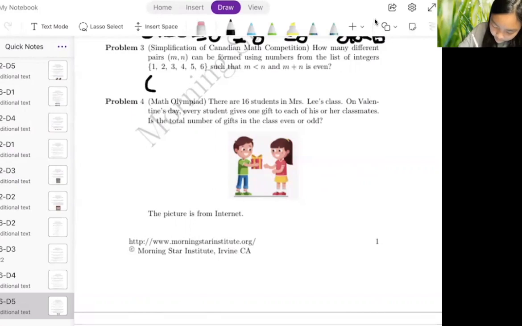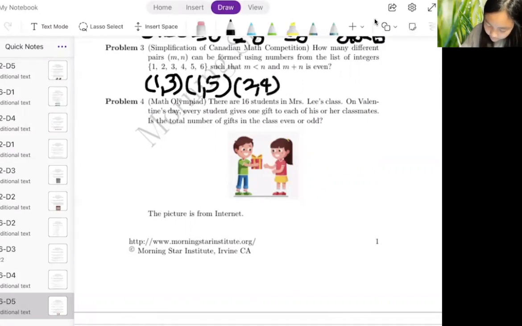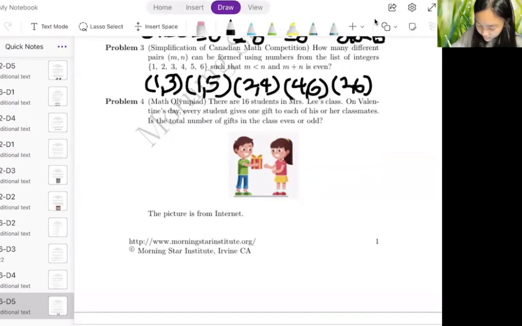So the first one is 1, 3, and 1 plus 3 is 4, and then 1, 5, and 1 plus 5 is 6, and then 2, 4, and 2 plus 4 is 6, then 4, 6, and 4 plus 6 equals 10, and then 2, 6, and 2 plus 6 equals 8, and 3, 5, and 3 plus 5 is 8. So all of them added together are even.